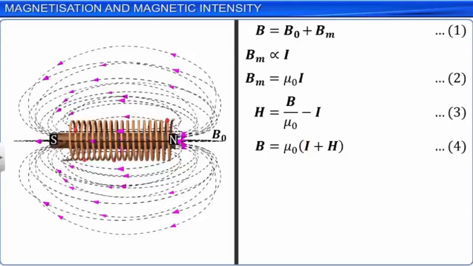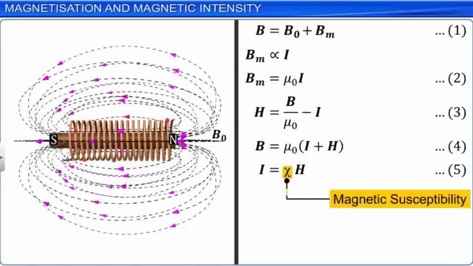called magnetic susceptibility. It depends on the nature of the material, which represents the degree of magnetization in response to an external magnetic field. The value of magnetic susceptibility is small and positive for paramagnetic materials. It is small and negative for diamagnetic materials.